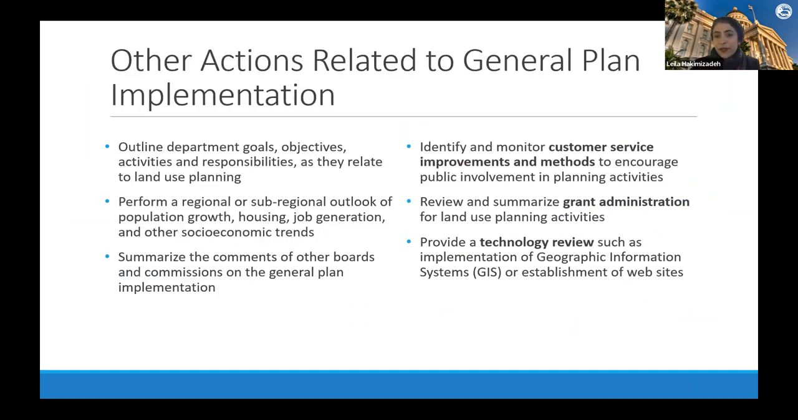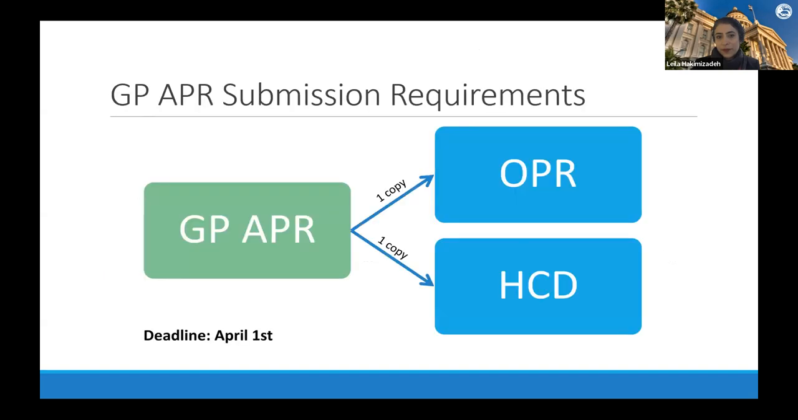Content may be improvements to the technical assistance, data management, and administration that impact a jurisdiction's general plan implementation. After determining the content of the APR and having it reviewed by the legislative body, please submit one copy to OPR and one to HCD by April 1st of each year.